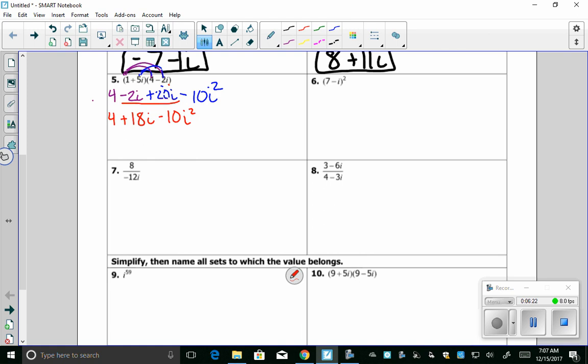So now I'm going to substitute negative 1 in for i squared, so that I get negative 10 times negative 1, which is really a positive 10. So now I can combine it one more time. 10 plus 4 gives me 14 plus 18i.